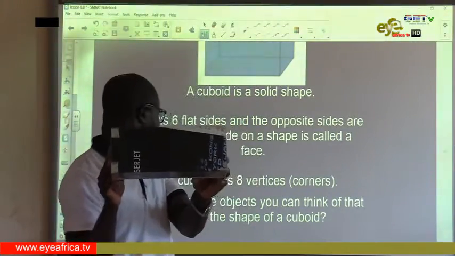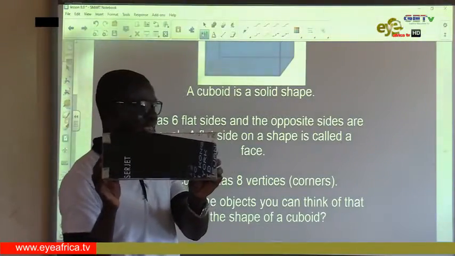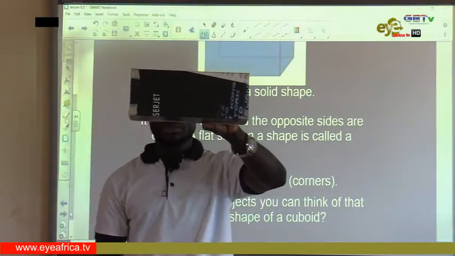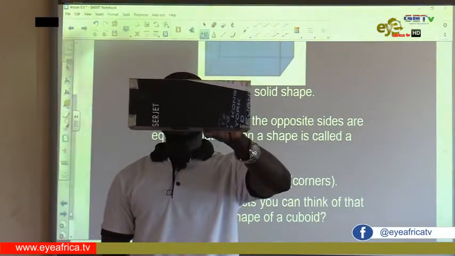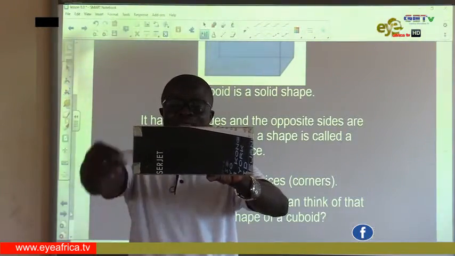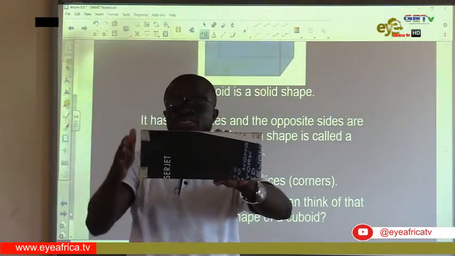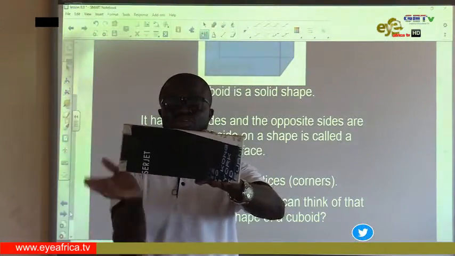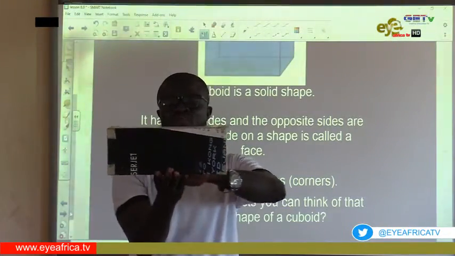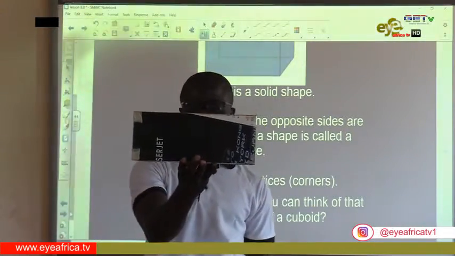The first one is that a cuboid has 6 flat sides. Let's confirm. Can you count with me? It has 6 flat sides. I want you to count with me, please. I start from this side. We have 1. This side is 2. This side is 3. We have 4. We have 5. And then 6.